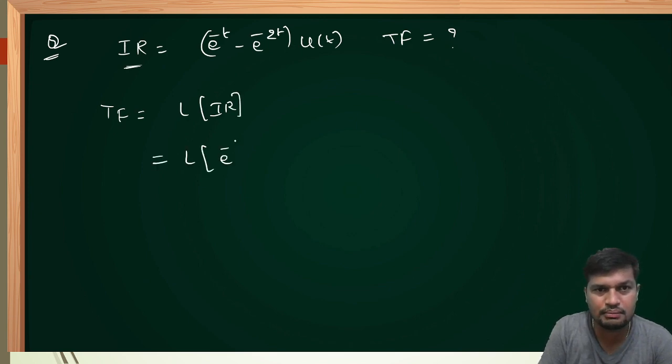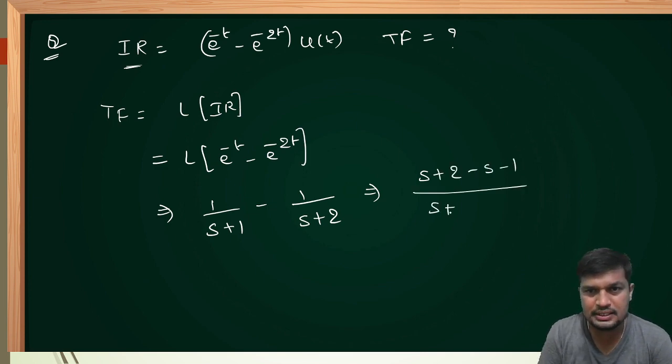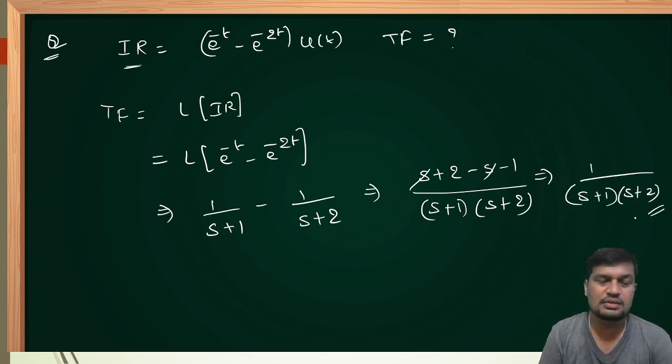Laplace of e power minus t minus e power minus 2t. Laplace of e power minus t is 1 upon s plus 1, minus Laplace of e power minus 2t, which is 1 upon s plus 2. Simplifying, s plus 2 minus s minus 1 upon s plus 1 into s plus 2. Now the numerator is 2 minus 1, which is 1. So 1 upon s plus 1 into s plus 2. This is the solution for this question.